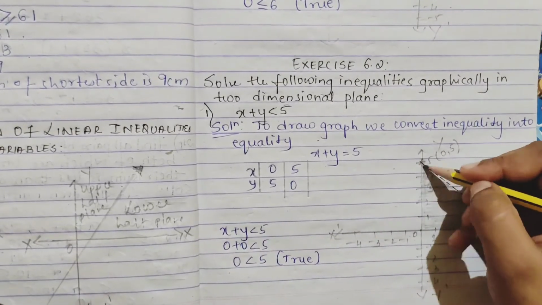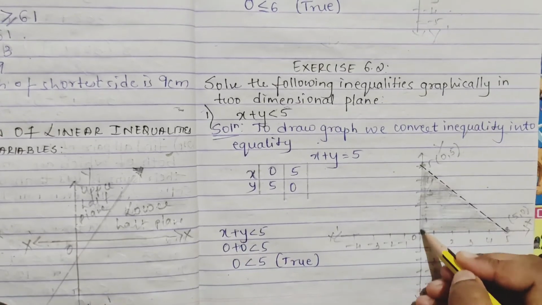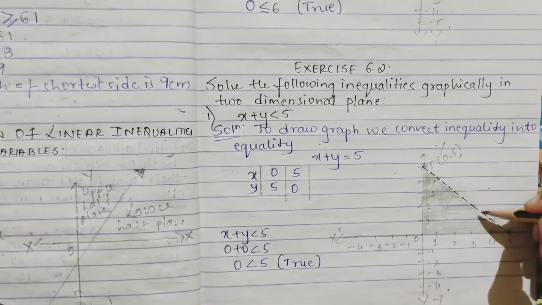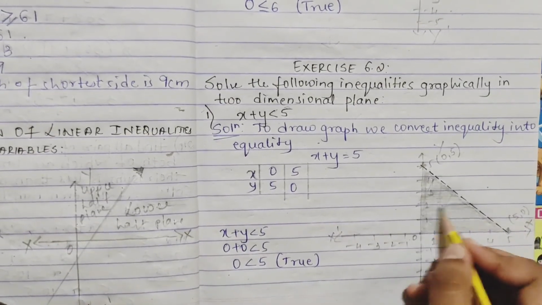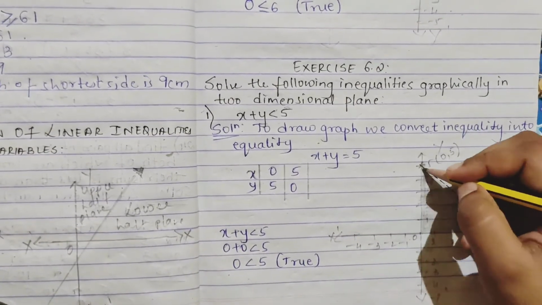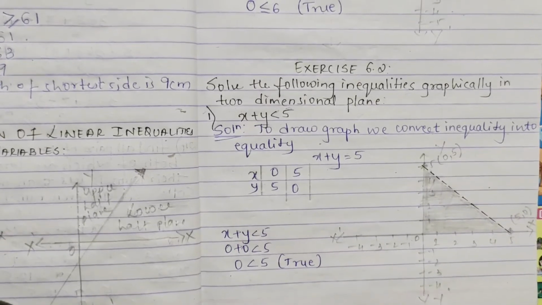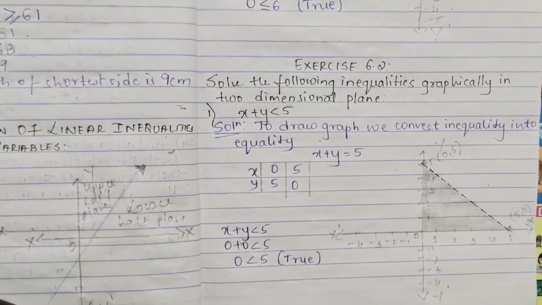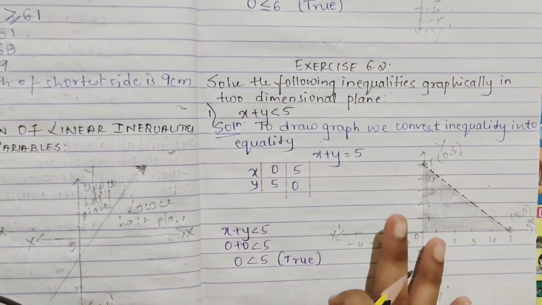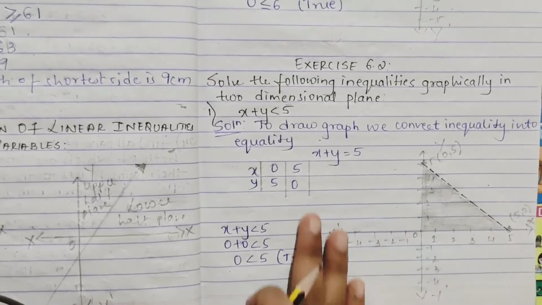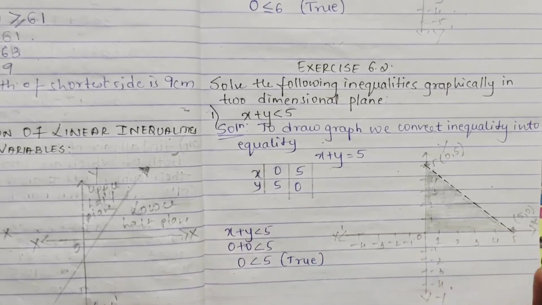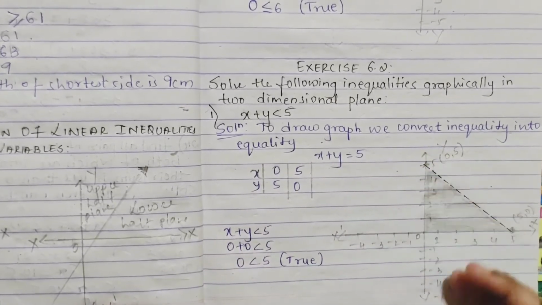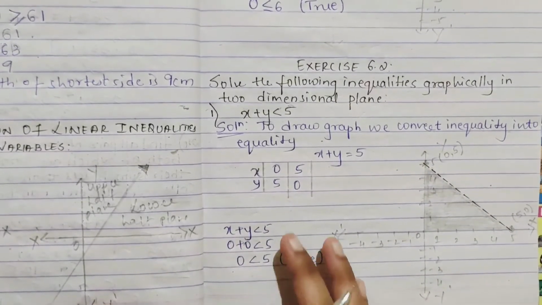So these are very easy problems, and it is very helpful because in your 12th class also you need this. There you will have one more topic, LPP, linear programming. There also you have to go through the same. Understood? This shaded region is the solution of the graph. I hope it is clear. So this shaded region is the solution part of the graph of the inequality.